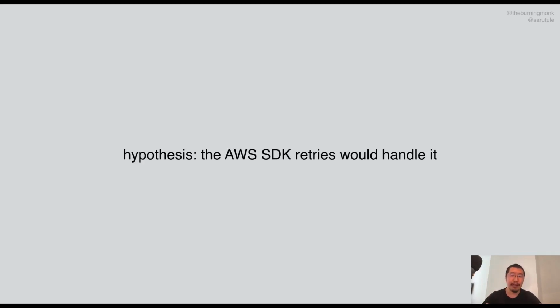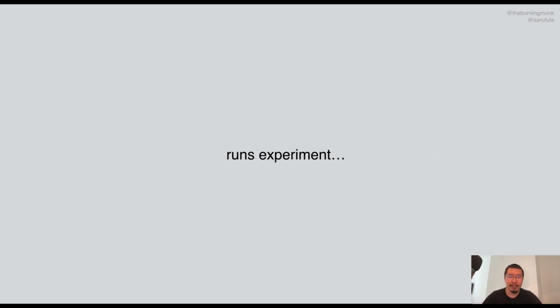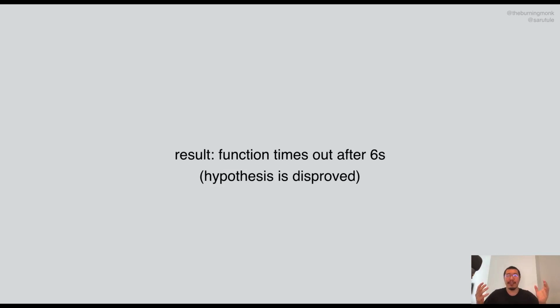Well, we can hypothesize that since the AWS SDK has got built-in retries with exponential backoff, then everything should just be fine. And so we run the experiment where we artificially inject some failures, maybe one of those throughput exceeded exceptions, which the SDK should handle automatically with retries. And lo and behold, the function somehow still times out after 6 seconds. So somehow our hypothesis was disproved.